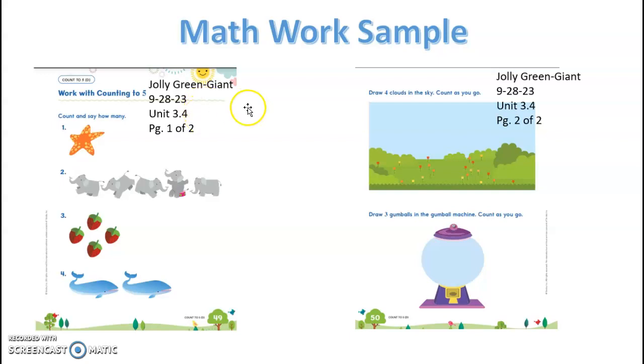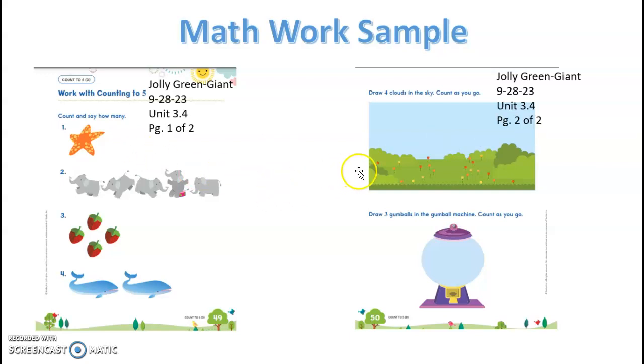The date, this was the date that you will find it in the online school, September 28th, 2023. So you still have a couple weeks. The unit is 3, the lesson is 4, so you put unit 3.4. And then the page, since there are 2 pages, we include it as page 1 and page 2. All you do is you do the work and then you label it. And then the student does the actual work. I know it says something like count and say how many. Well, then you can just write the number next to it.